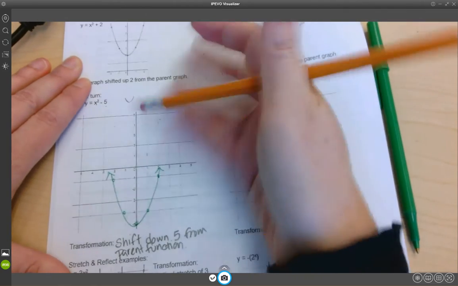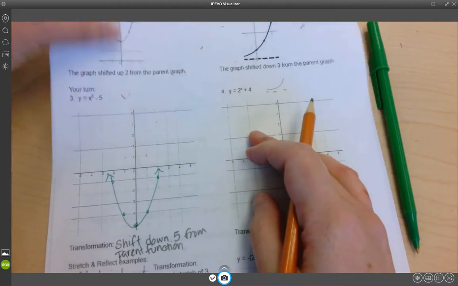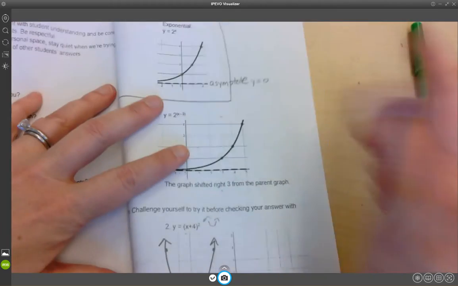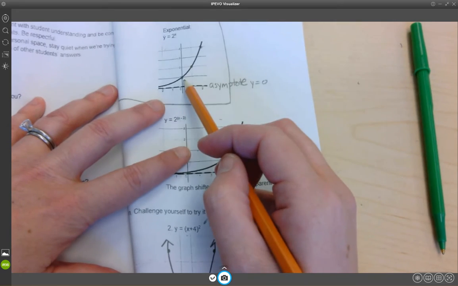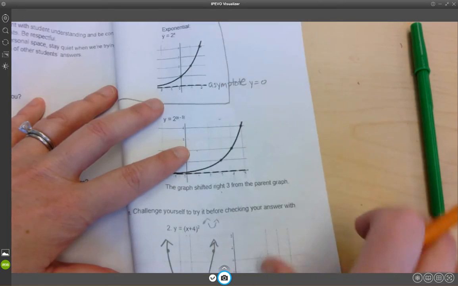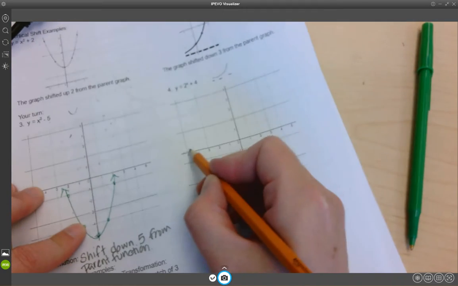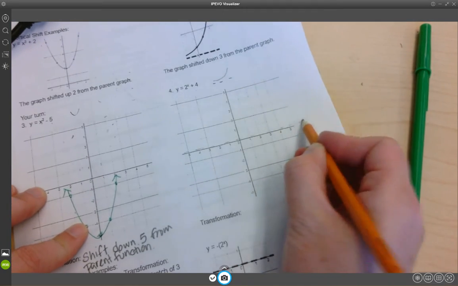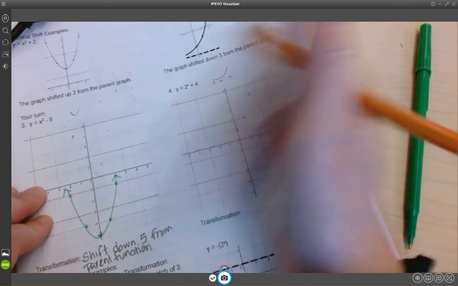Okay, we can do the same thing for this one. For this one, I need to know what the parent function looks like for 2 to the x. And so going here, I need my asymptote at y equals 0, and I need my points at (0, 1), (1, 2), and (2, 4). Okay, so I'm just going to do that lightly because I know I'm going to be changing it. (0, 1), (1, 2), and (2, 4).